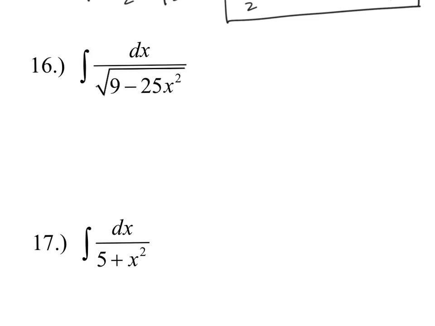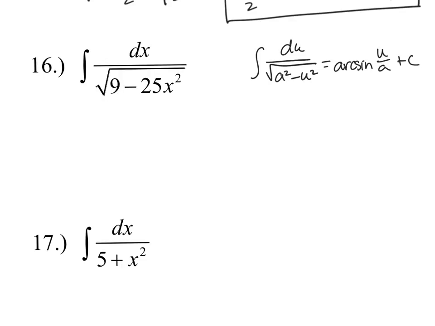For number 16, you should notice a pattern here. When you see this radical in the denominator and you have a constant minus a function of x squared, that's going to be an integral that involves inverse sine, or sine inverse, or arc sine. So if it fits this pattern, the integral of du over the square root of a squared minus u squared, then that antiderivative is arc sine, or sine inverse, of u over a and then plus c, since this is an indefinite integral.